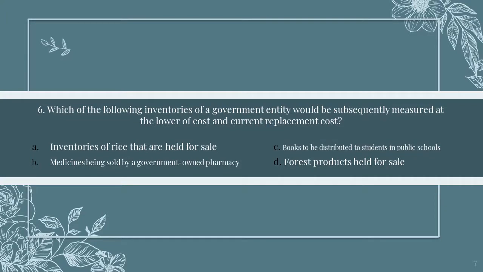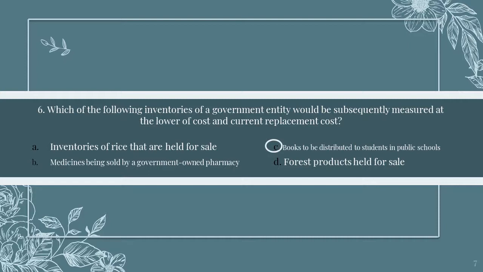Number 6. Which of the following inventories of a government entity would be subsequently measured at the lower of cost and current replacement cost? Letter A, inventories of rice that are held for sale. B, medicines being sold by a government-owned pharmacy. C, books to be distributed to students in public schools. And D, forest products held for sale. So the answer is letter C.